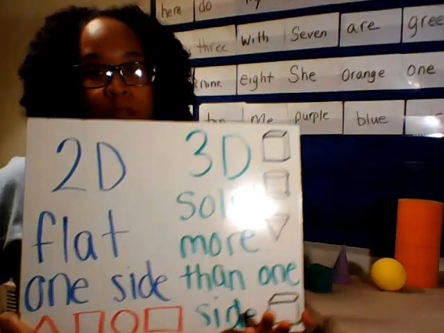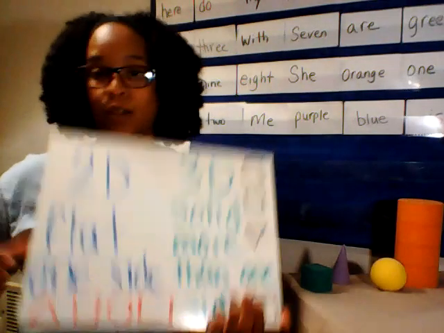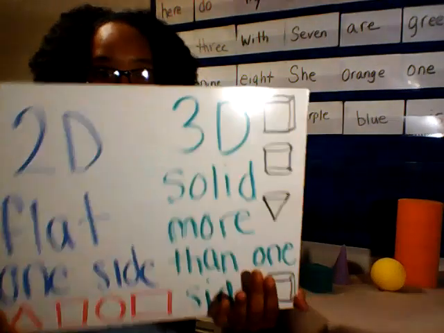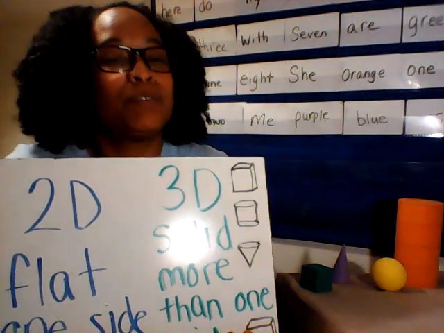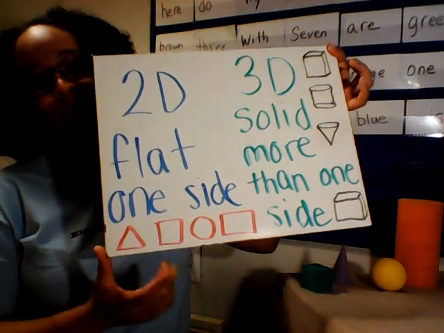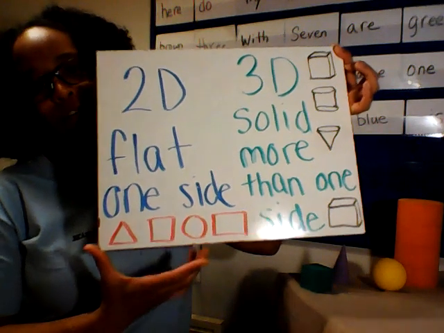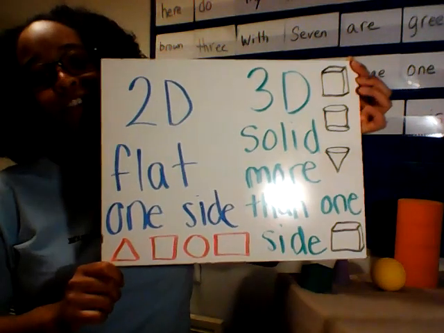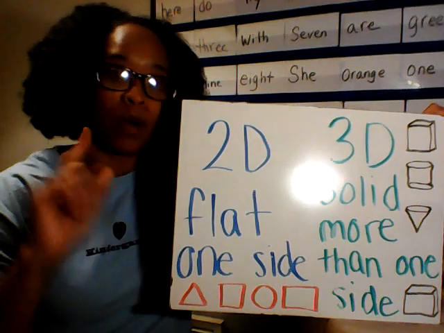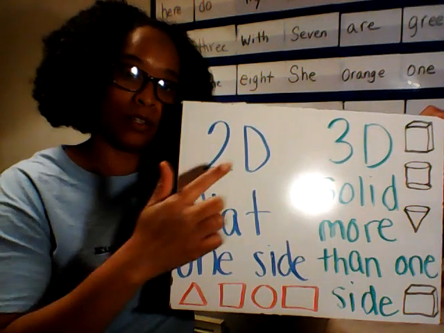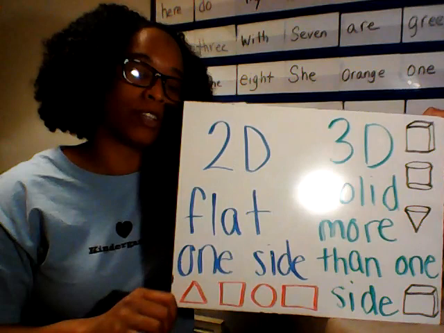So 2D shapes are flat, one-sided shapes. These are shapes you already know. 2D shapes include triangles, squares, circles, rectangles. These are shapes that you can only see one side of. That's a 2D or two-dimensional shape.